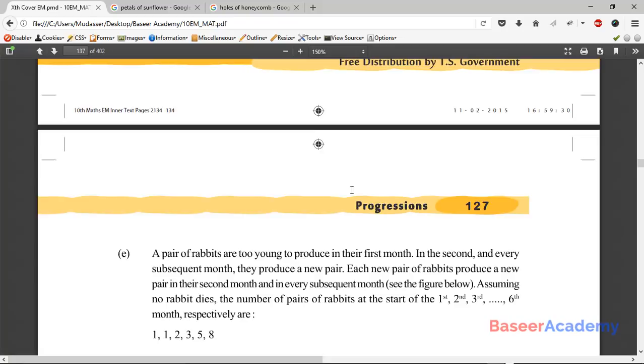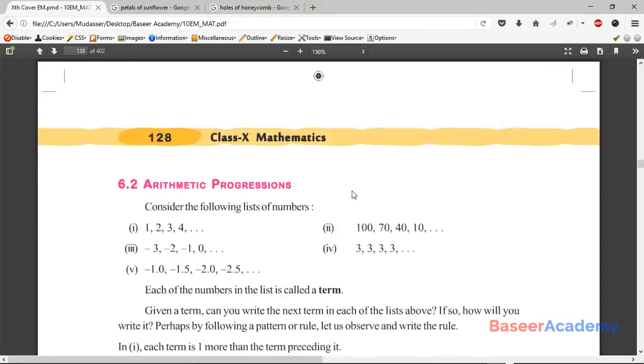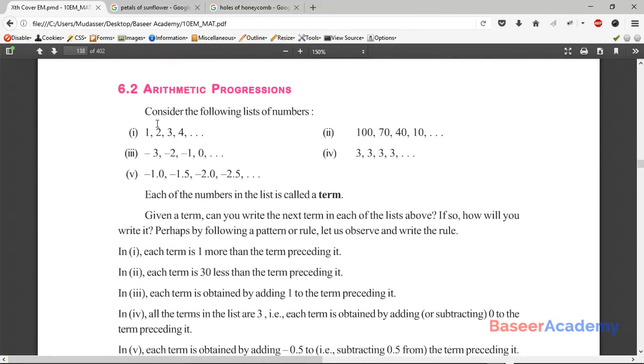In the same way, let's look at a few more lists here. I see the first list as 1, 2, 3, 4, which means the difference between any two consecutive terms here is 1. 2 minus 1 is 1, 3 minus 2 is 1, 4 minus 3 is 1. And if I add 1 to the previous number, I'm getting the next number. The first number is 1. If I add 1 to it, 1 plus 1 is 2. Now if I add 1 to 2, 2 plus 1 becomes 3, 3 plus 1 becomes 4. So every time I add a fixed number, I'm getting the next number.